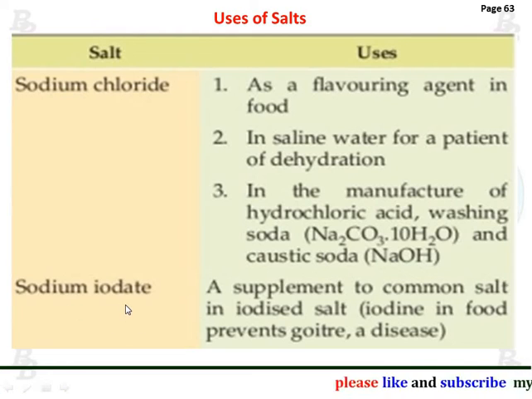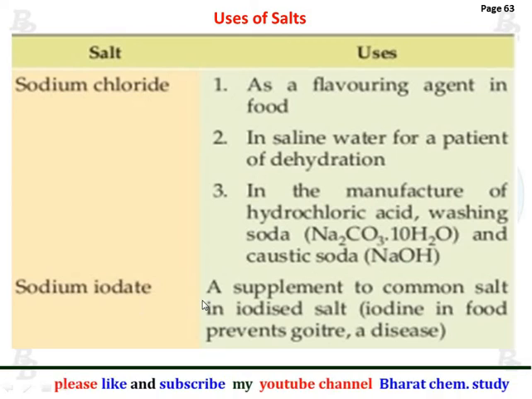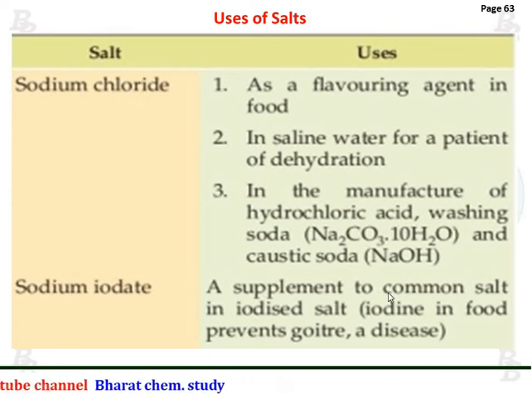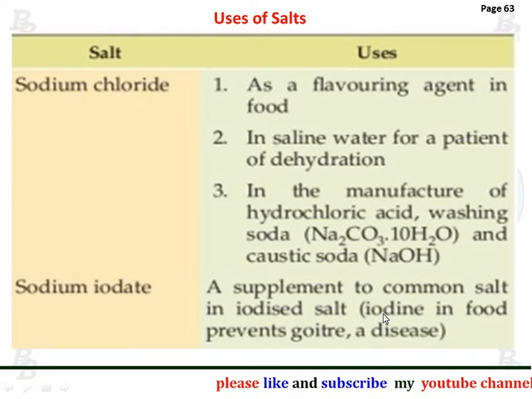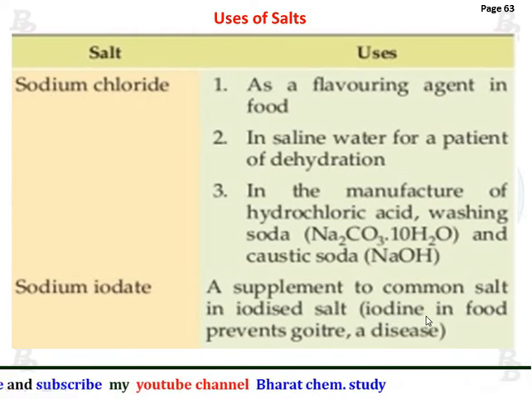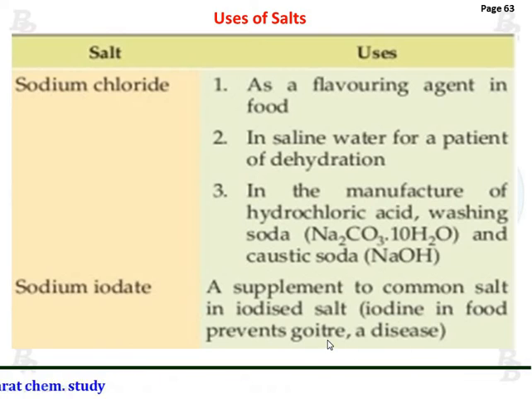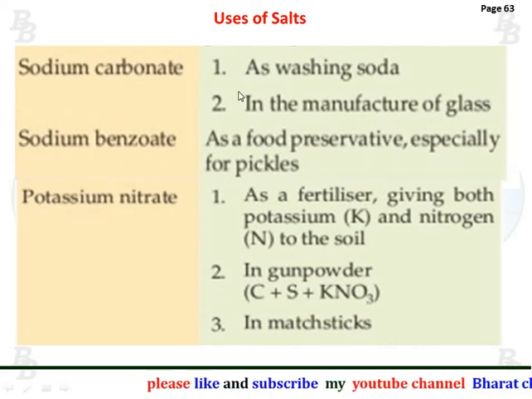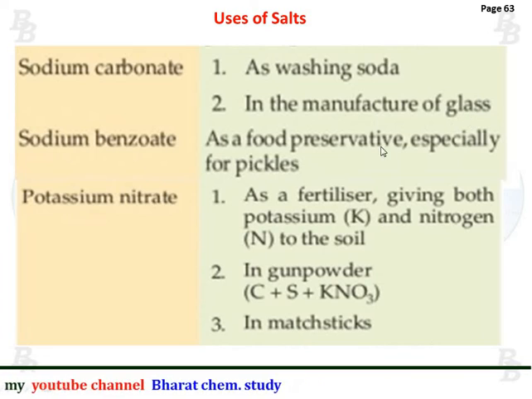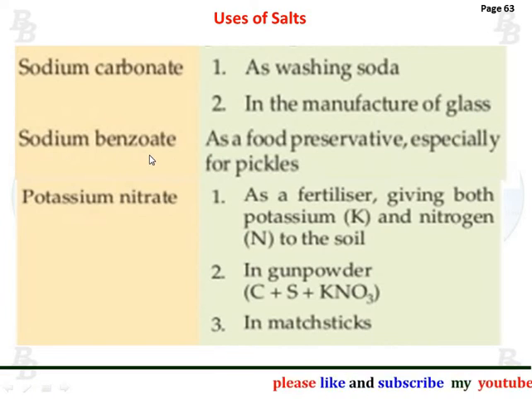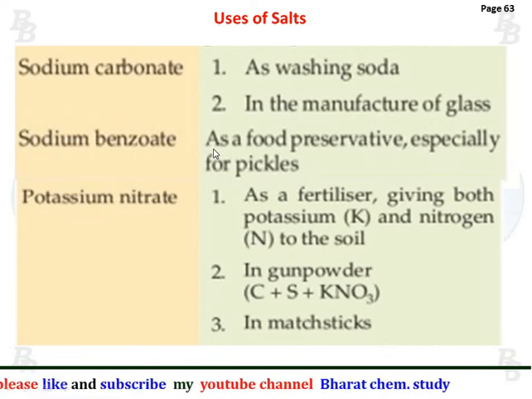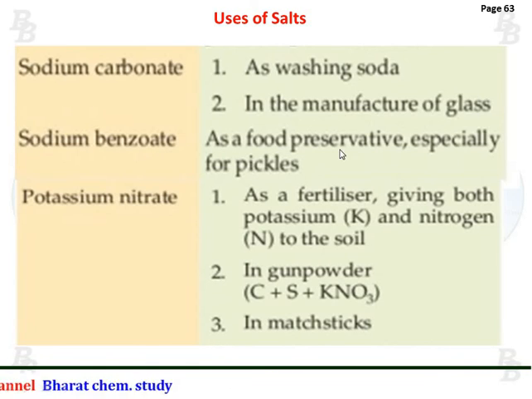Sodium iodide. It's a very important salt. It is used as a supplement to common salt in iodized salt, and it provides iodine in our food to prevent goiter, which is a harmful disease. Sodium carbonate is used as washing soda and is also used in the manufacturing of glass. Sodium benzoate is a food preservative, especially used to preserve pickle.